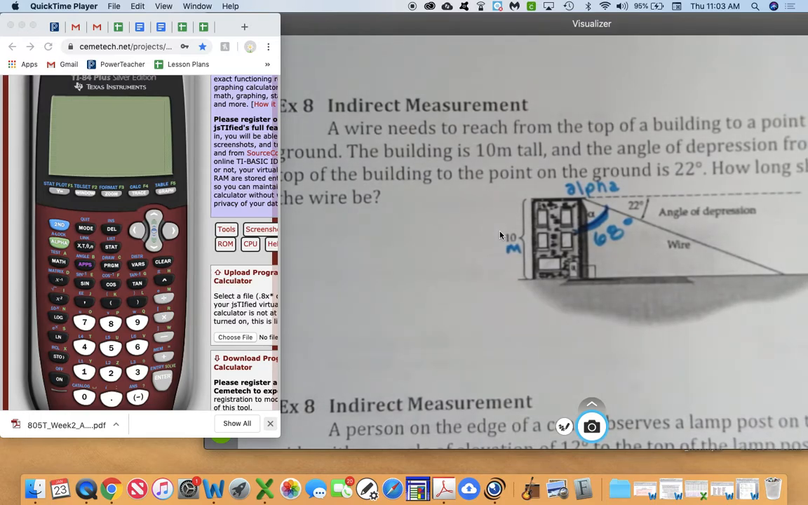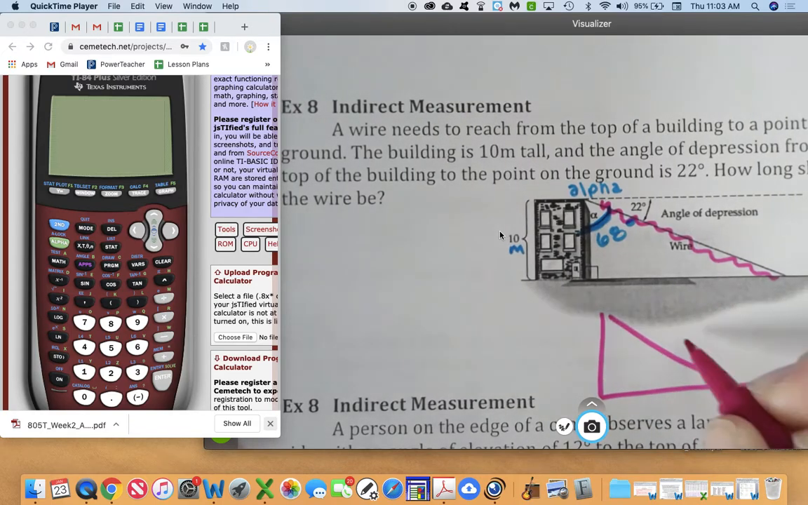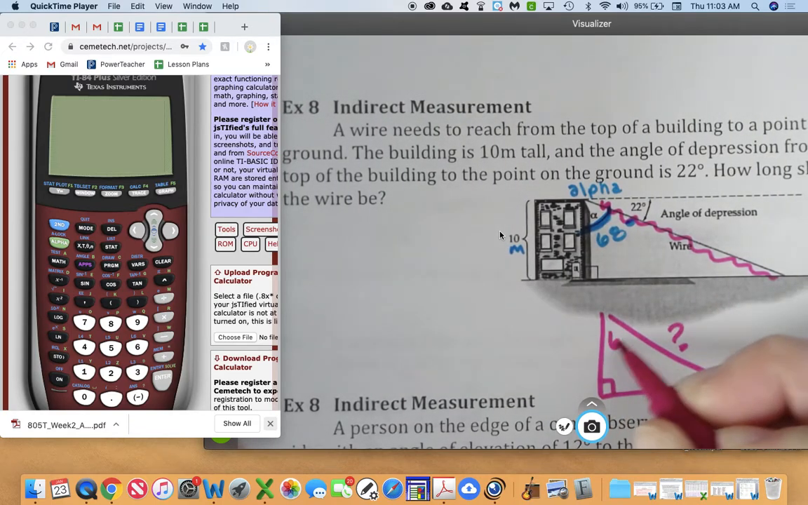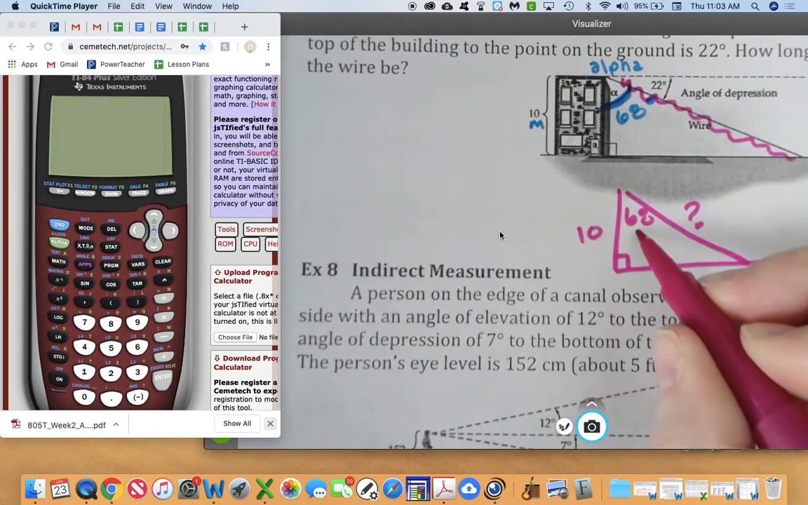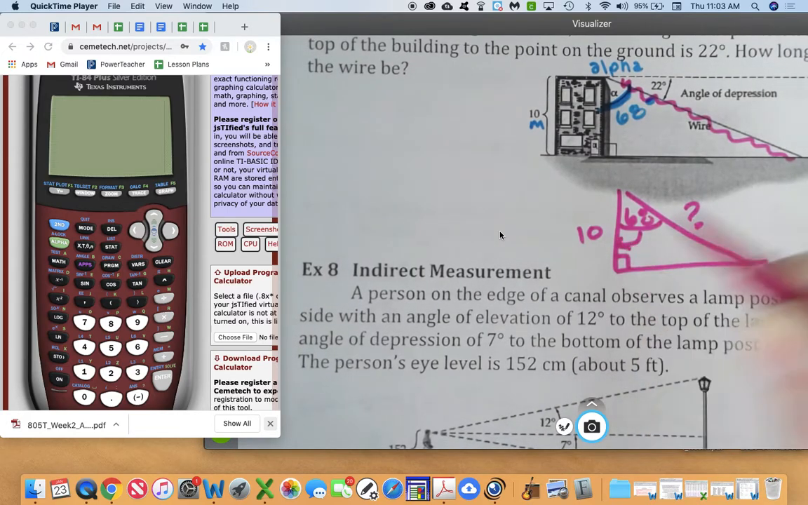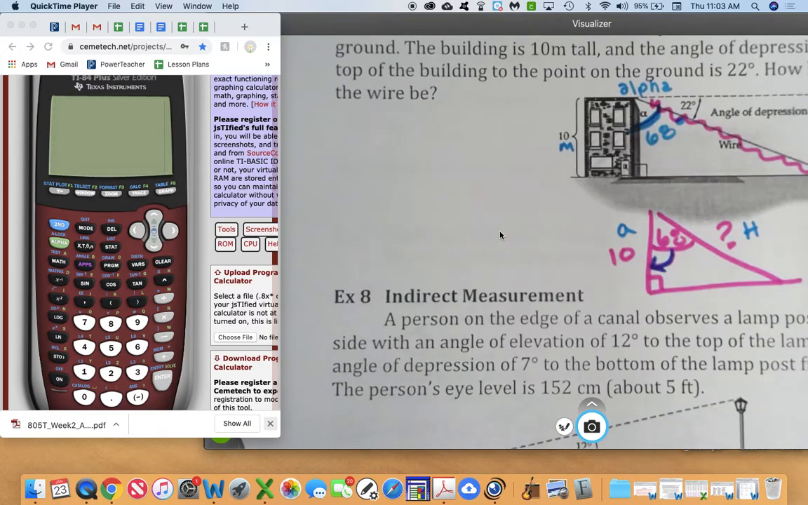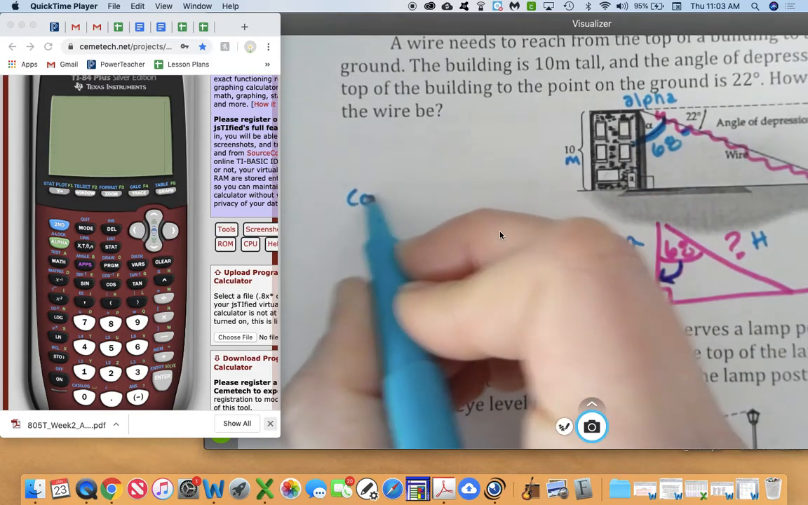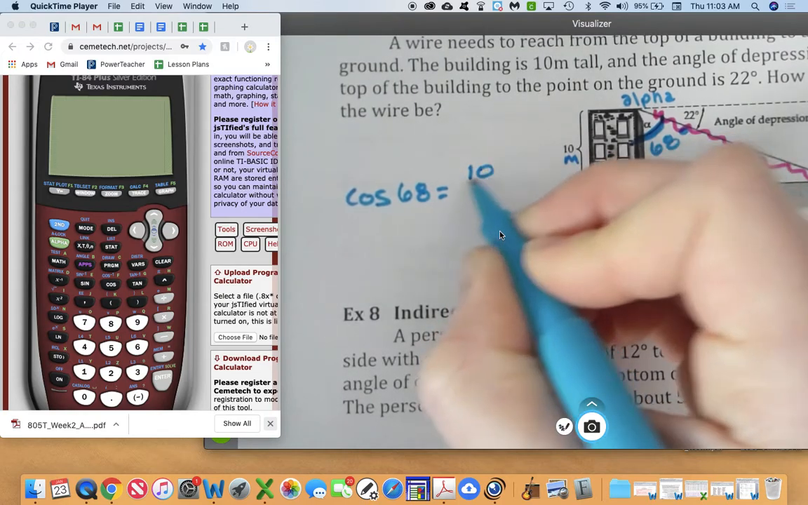They want to know how long the wire is, so they want this guy. We have a triangle right here and we're trying to find this. 68 is my angle, and 10 is here. What's 10? Adjacent. And this guy is the hypotenuse. So which trig function? Cosine 68 equals 10 over h, or whatever we're solving for.